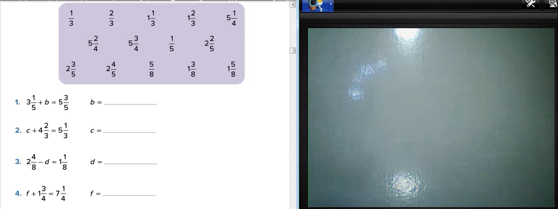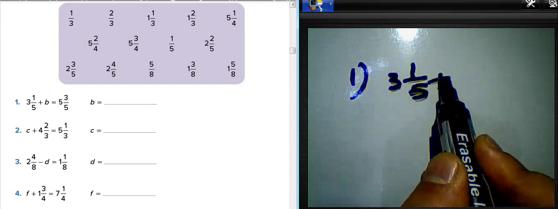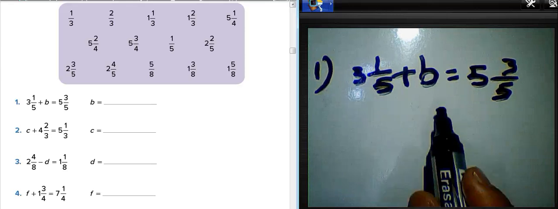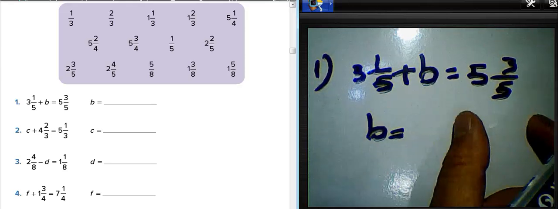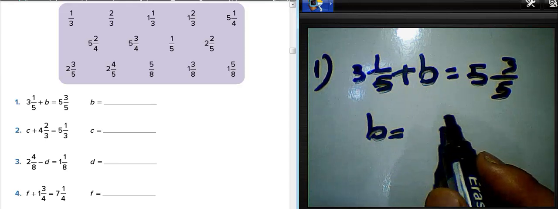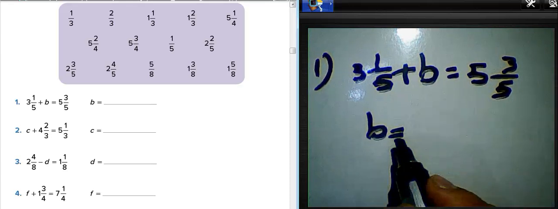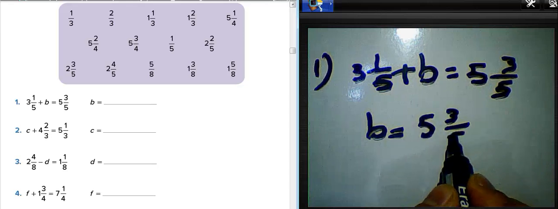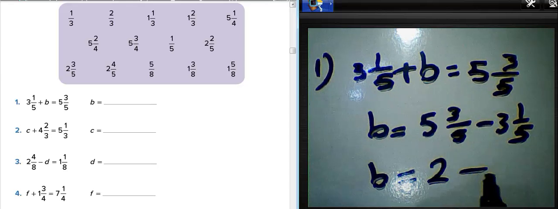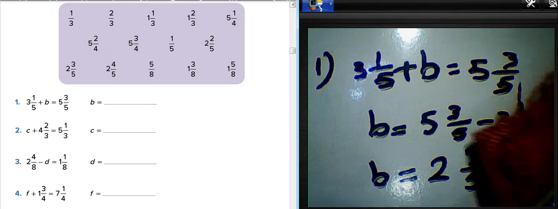He asked about this number. We want to find the unknown here. Question number 1. 3 and 1 over 5 plus b equals 5 and 3 over 5. We can find letter b by the difference between the greater and the smaller. You can use the model to find the area, or you can use the equation to solve as you like. b equals 5 and 3 over 5 subtract 3 and 1 over 5. Write 5 in the denominator. 5 minus 3 equals 2. 3 minus 1 equals 2. So the result would be 2 and 2 over 5.